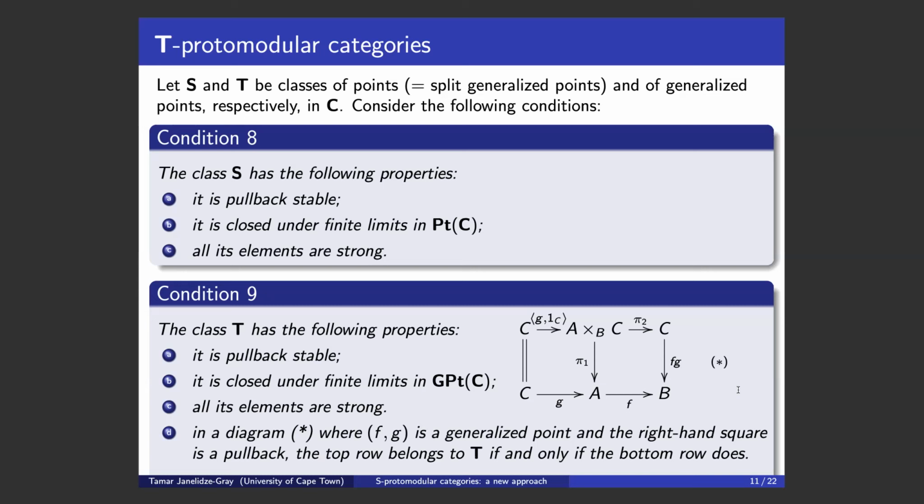And so now we define, or we introduce the notion of a T-protomodular category as follows. If we have again C, which is pointed and has finite limits, and in that category T is a class of generalized points. If T satisfies conditions 9, A, B, C, and D, then we say that C is a T-protomodular category. And now the question is whether these two definitions that we have are the same or whether they are different, or in what way they are related to each other.